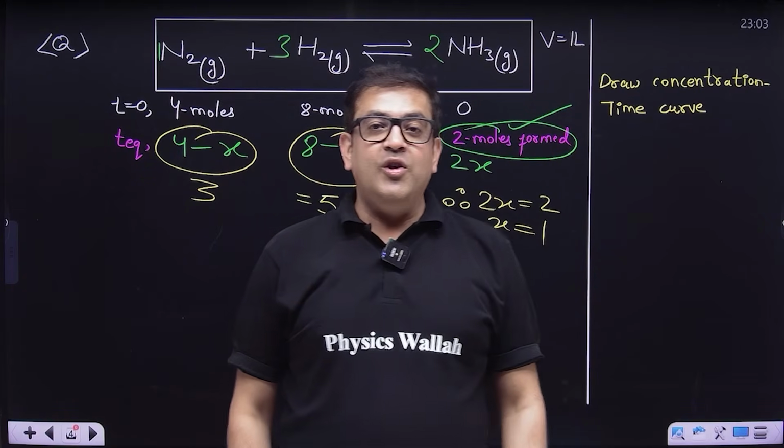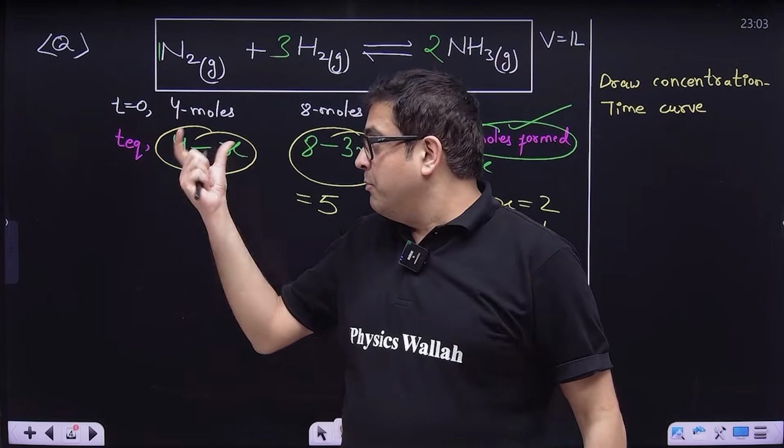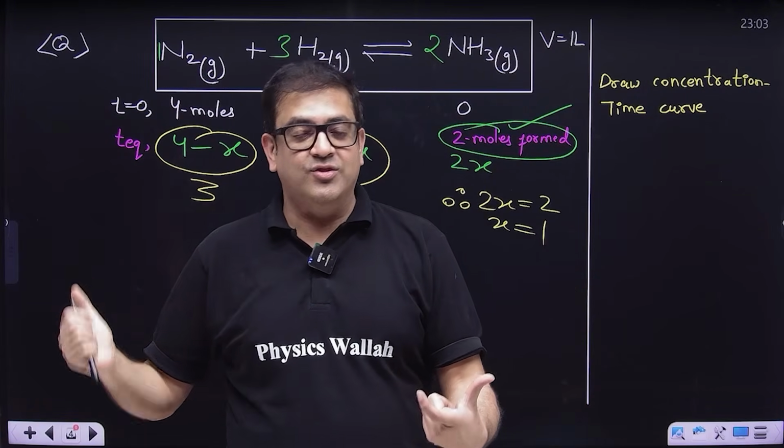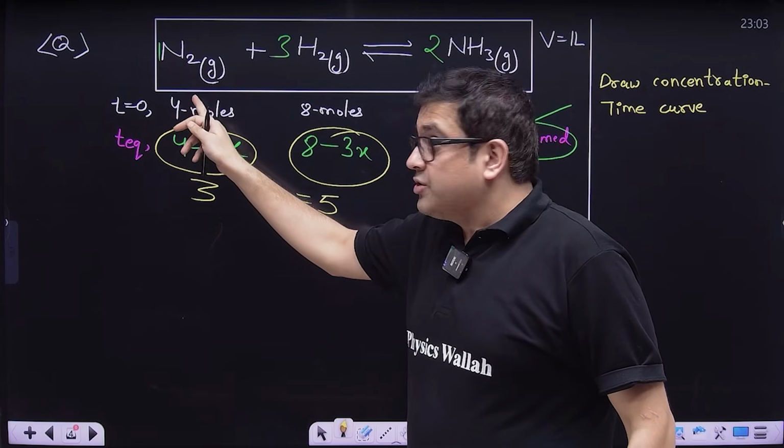So here volume is 1 liter. If it will be 0.5 liters, the concentration will be moles upon volume. So that 0.5 has to be divided. So as of now, concentration changed from 4 to 3.